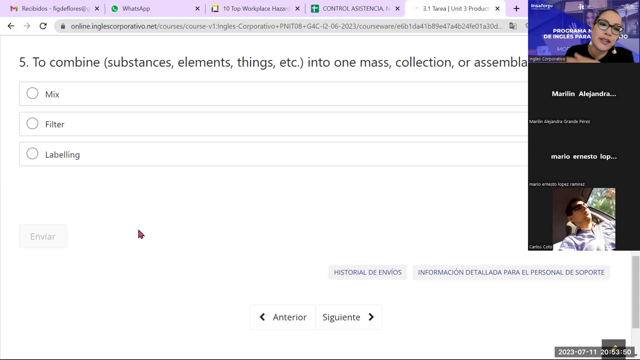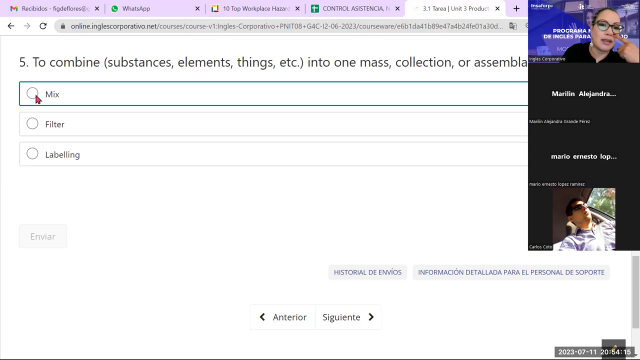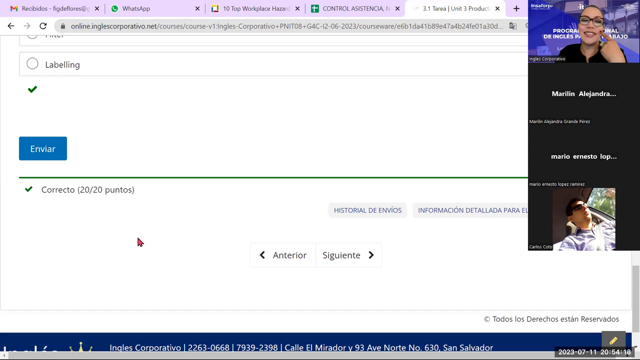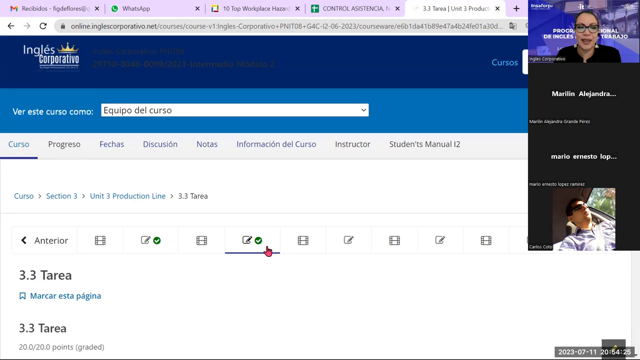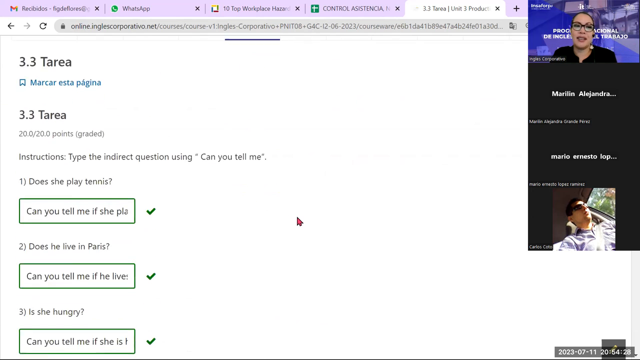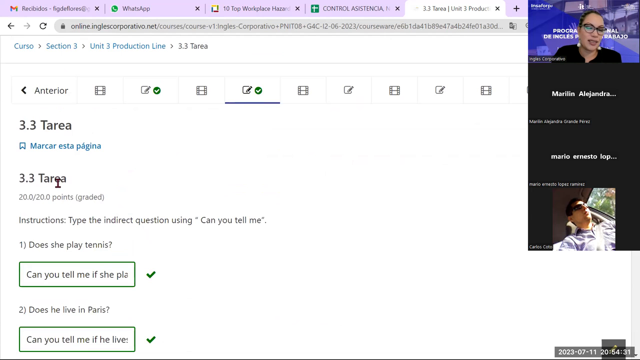To combine substances, elements, things, etc. into one mass, collection, or assemblage. Mix. All right. Excellent. Thank you so much. And you see, I think you remember the vocabulary. Excellent job. And yes, this is the one that we thought was giving us some trouble, and we want you to go ahead and continue.